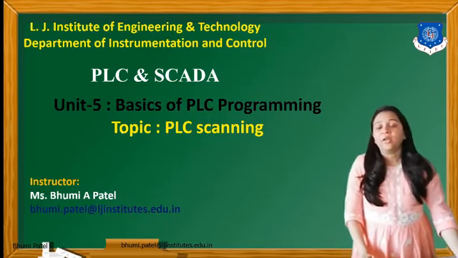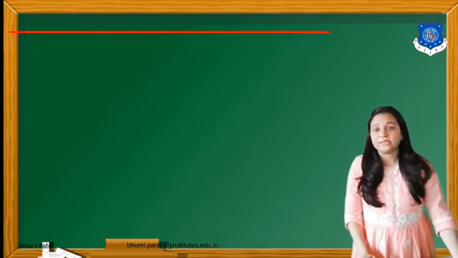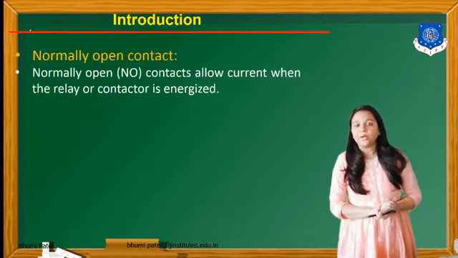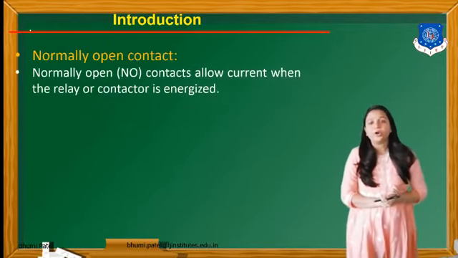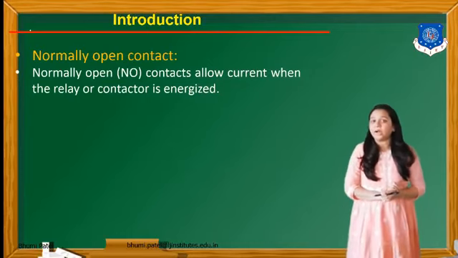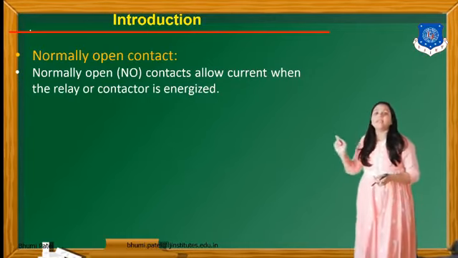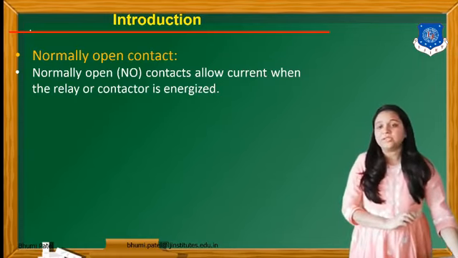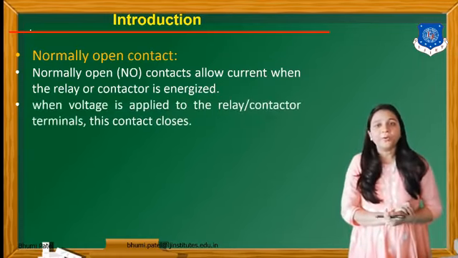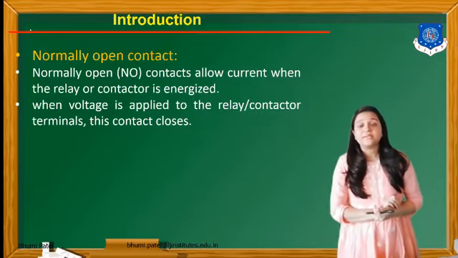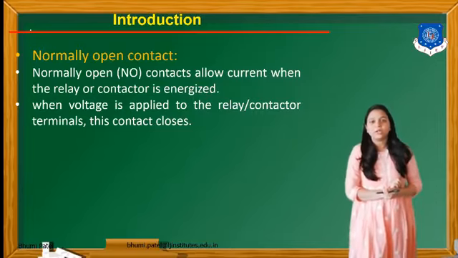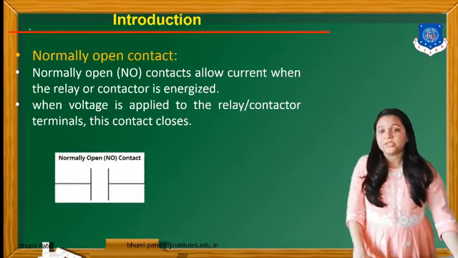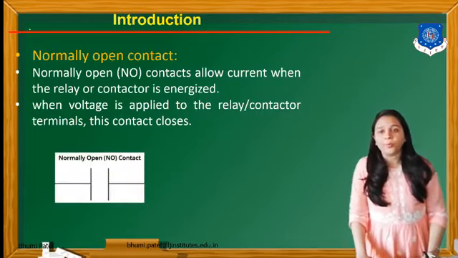So first of all, whenever we deal with PLC scanning, the first thing is the normally open contact. The normally open contact allows the current when the relay or the contactor is energized. When the voltage is applied to the relay or the contactor terminals, this contact closes. So this is the diagram of the normally open contact.